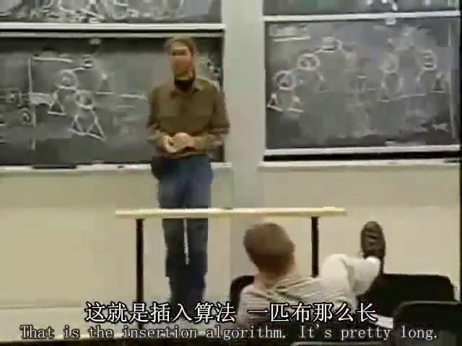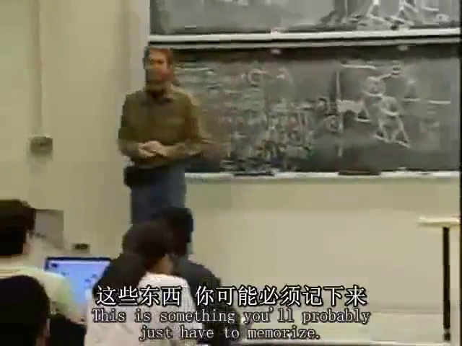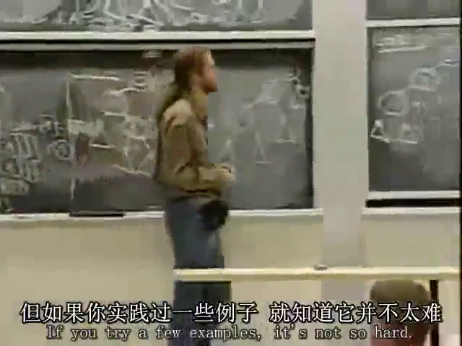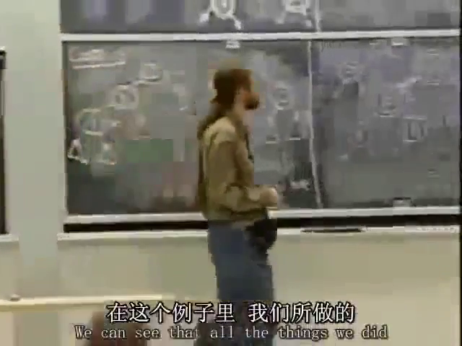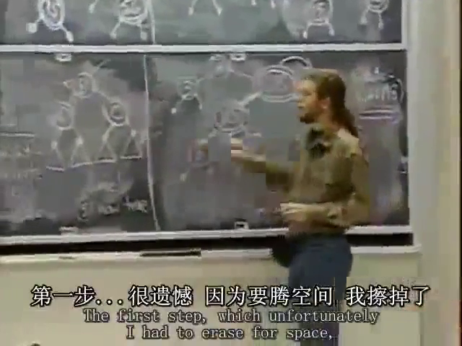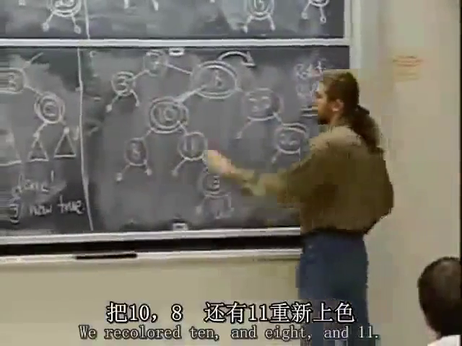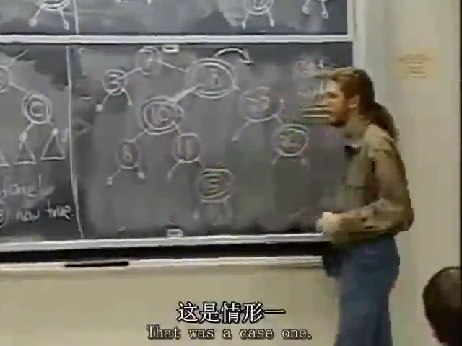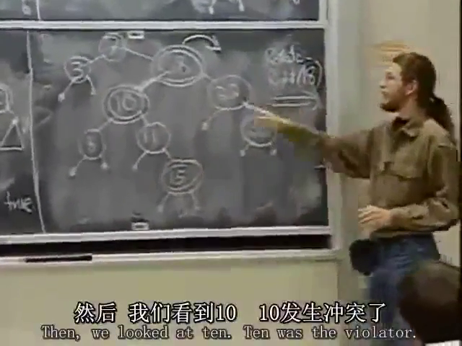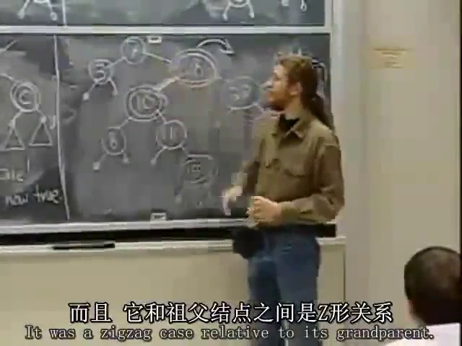Whew. It's pretty long. This is something you'll probably just have to memorize. You try a few examples, it's not so hard. We can see that all the things we did in this example were the 3 cases. The first step, which unfortunately I had to erase for space, all we did was recolor. We recolored 10 and 8 and 11. That was a case 1. 10 was the grandparent of 15. Then we looked at 10. 10 was the violator. It was a zigzag case relative to its grandparent.